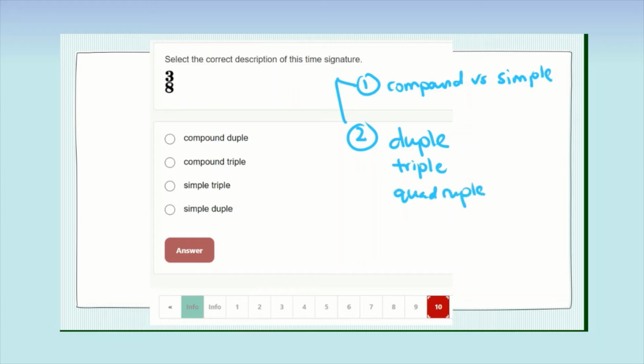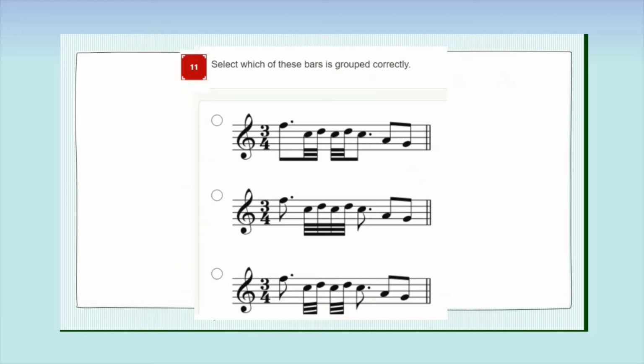Okay, very easy question. Work it out by yourself. Next, select which of these bars is grouped correctly. Okay, so the keyword here is grouping. It's testing us on grouping and beaming in this question. Let me change to a different color. Grouping and also beaming. So what's the first thinking step?